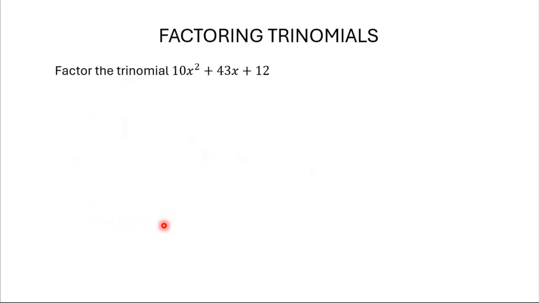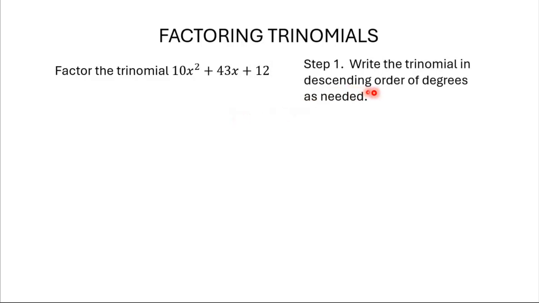So let's look at this example here. Factoring this trinomial. First thing, we want to put the trinomial in descending order of degrees as needed. But this is already in descending order of powers. I see x to the second goes first, x to the first is second, and x to the 0, where there is no x, is last. So it's already in descending order of powers.